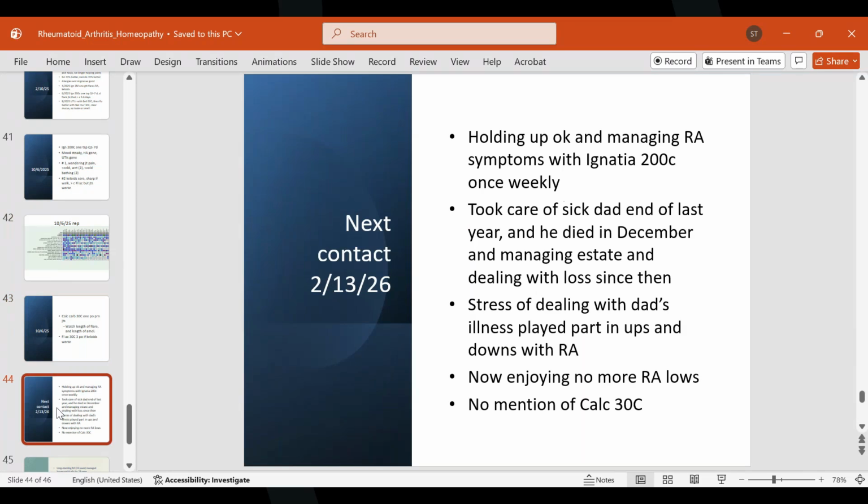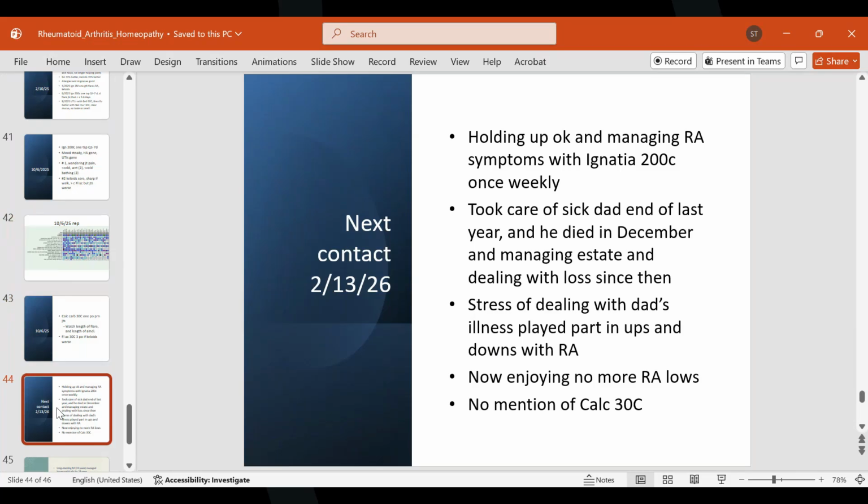So I last contacted her, what was it, October of 2025, and she said she's holding up okay, but in the interim, what happened is her father died. He got sick. She was taking care of him, and then he died. And then she's been managing his estate and dealing with the loss. And she's been doing fine, though, with managing the RA with the Ignatia 200 once weekly. And she felt like that stress was part of the reason why the RA would go up and down. She said now she doesn't have any lows with the RA. It's just better, maybe better.